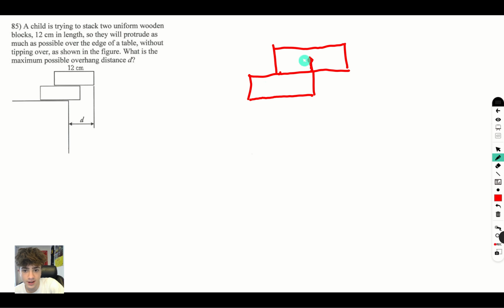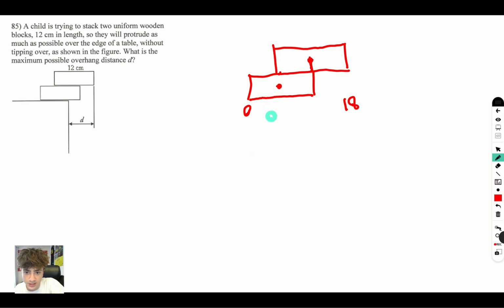And so now we have to find the center of mass of this entire system in order to see how far it can hang off this. Let's do that by considering these two blocks as 2 points. The center of mass of this block is going to be here. Here is a distance of 0 centimeters, here's going to be 12, and at the end we're going to have a distance of 18 centimeters.